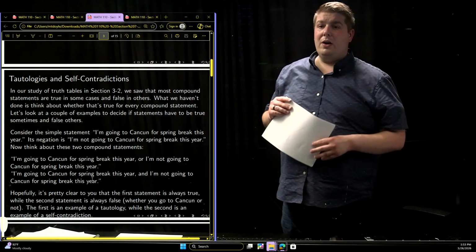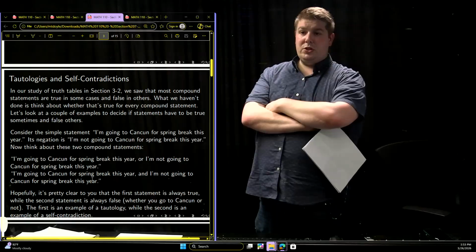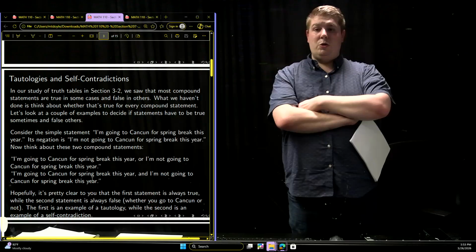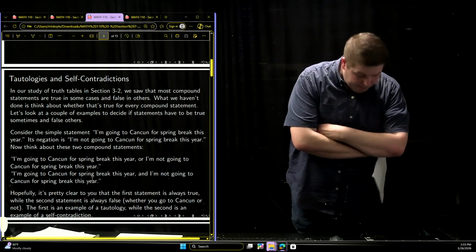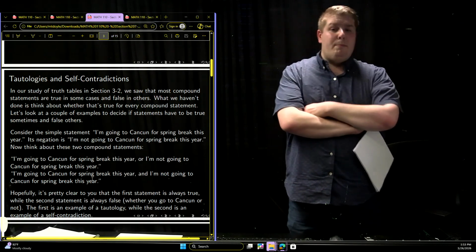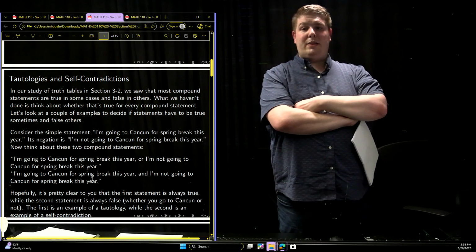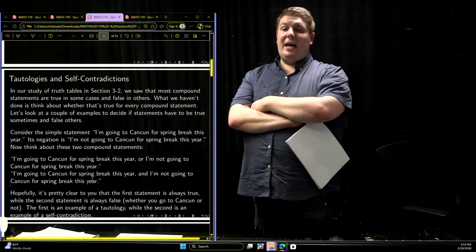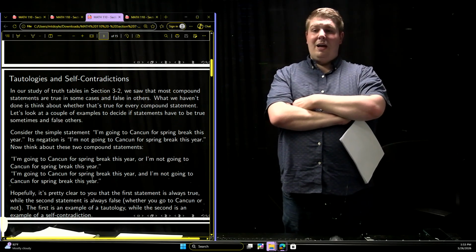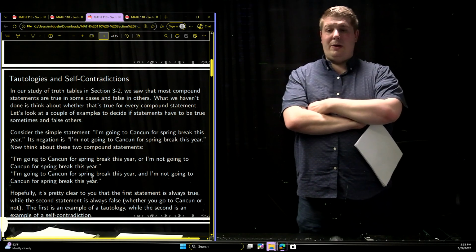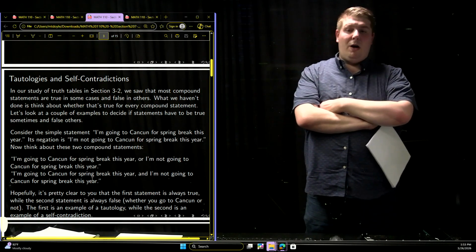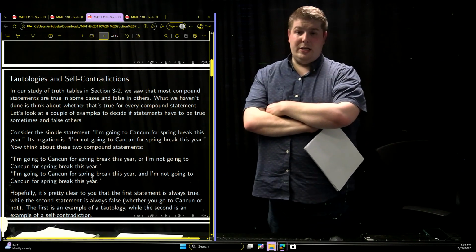Okay. So in our study of truth tables in the last section, we saw that most compound statements are true in some cases and false in others. What we haven't done is think about whether that's true for every compound statement. So consider the statement, I'm going to Cancun for spring break this year. Its negation is, I'm not going to Cancun for spring break this year. Now think about these two compound statements. I'm going to Cancun for spring break this year, or I'm not going to Cancun for spring break this year. I'm going to Cancun for spring break this year, and I'm not going to Cancun for spring break this year. Hopefully it's pretty clear to you that the first statement is always true, while the second statement is always false, because it's a contradiction, right?